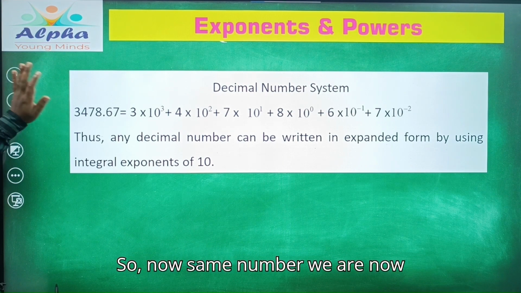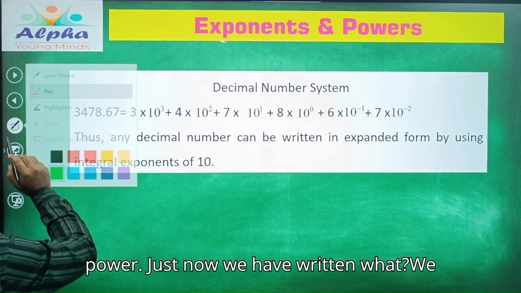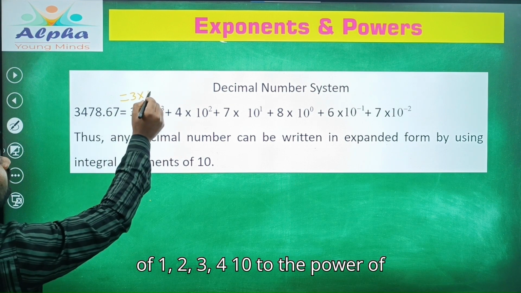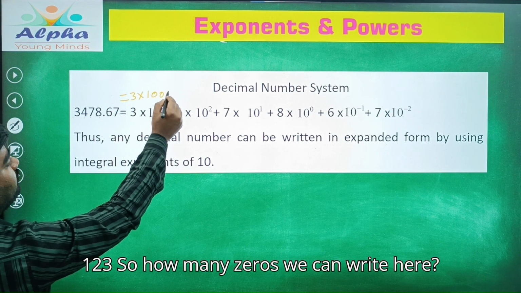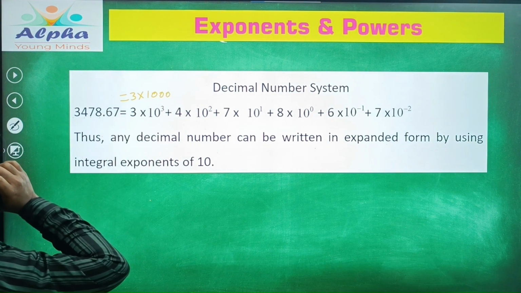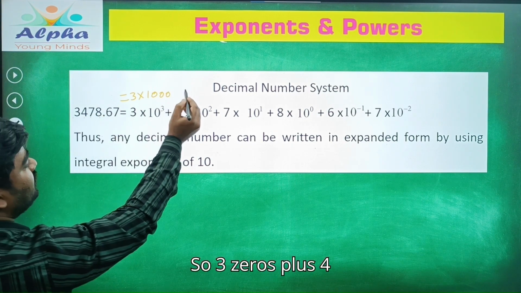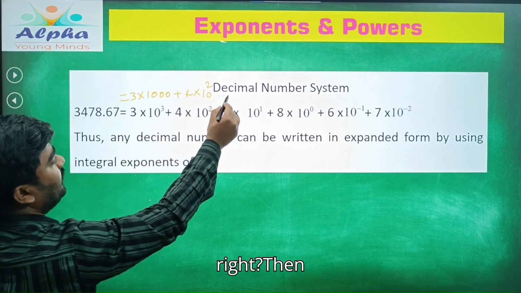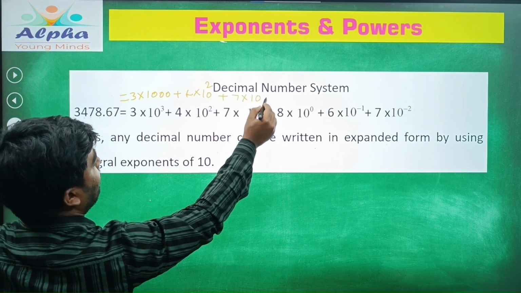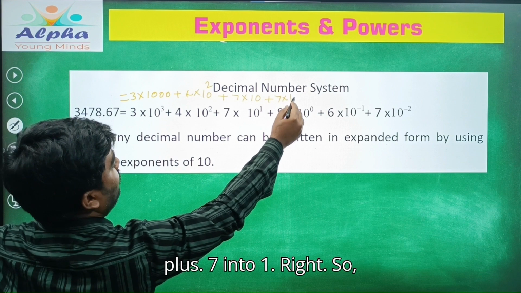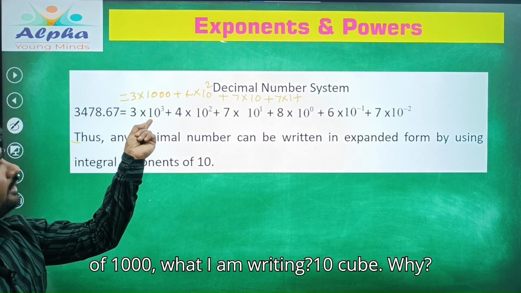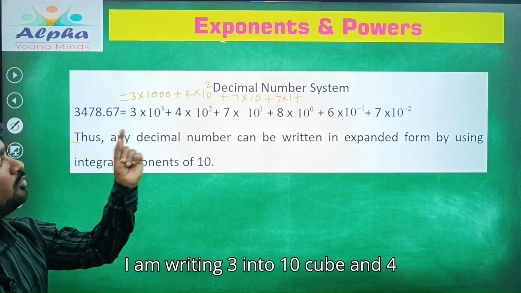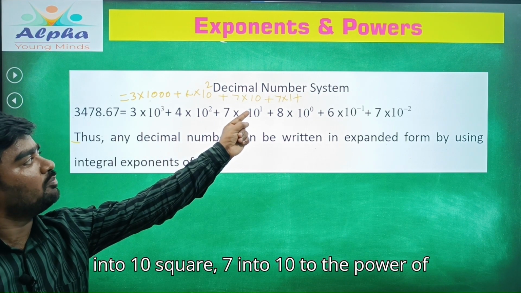Right. Now we are representing the same number with the help of exponents and powers. Just now we have written 3 into 10 to the power of 1, 2, 3, so how many zeros can we write here? 3 zeros, plus 4 into 10 square, then 7 into 10 plus 7 into 1. So instead of 1000, what am I writing? 10 cube. Why? Because the zeros are repeating 3 times. So by using exponents and powers, I am writing 3 into 10 cube, then 4 into 10 square, 7 into 10 to the power of 1.